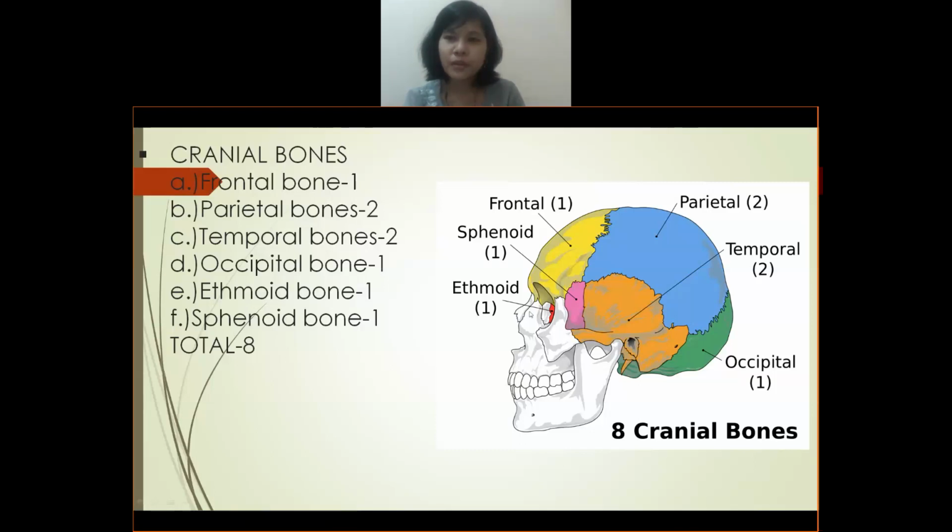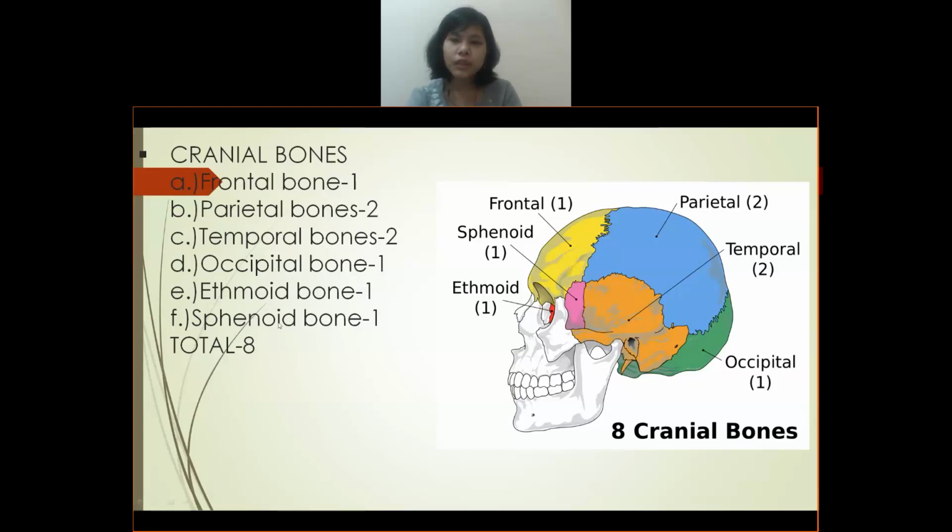And next is occipital bone. Occipital bone, how many do you have? One. This, okay? Occipital bone, you have one. And next is ethmoid bone. Ethmoid bone, how many do you have? One. This one. Okay.